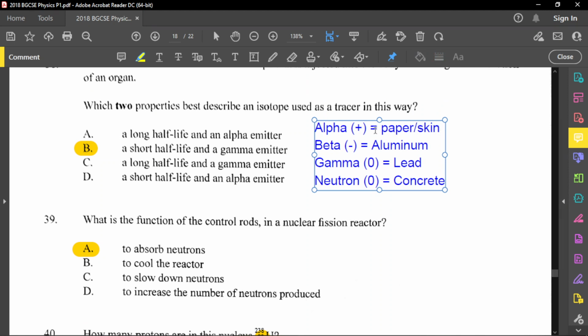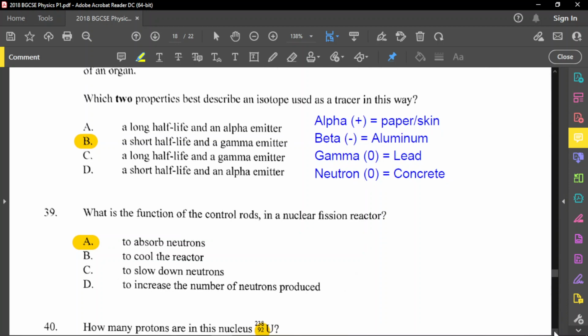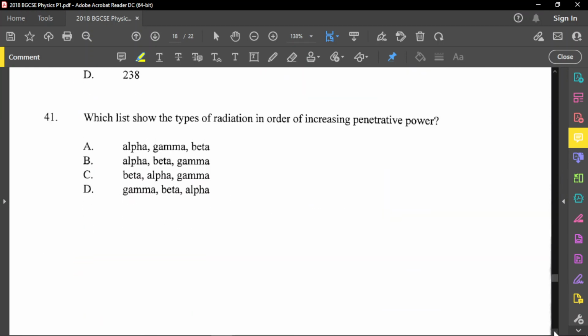Alpha will be blocked by skin or paper, so that's the least penetrating. Aluminum can block beta, so that is second in terms of penetration, and gamma is the most penetrating. So alpha, beta, gamma is in order of increasing penetration. Let's go back to this question. Alpha is the least penetrating, so for increasing penetrating power it's alpha, then beta, then gamma. So definitely B will be your answer.